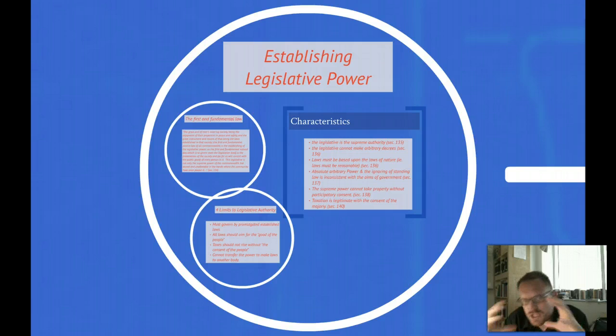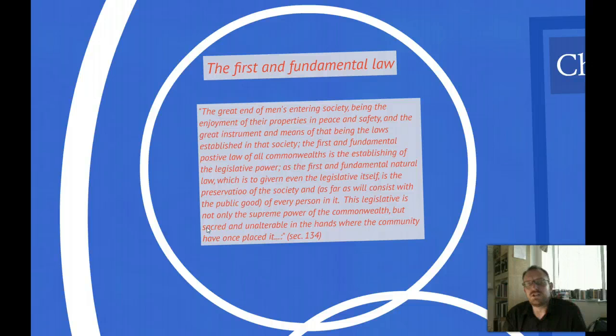Anyway, let's talk now about the establishment of the legislative power for Locke. Now, this I call the first and fundamental law of social contract theory for Locke. And I'll just read you this quotation from section 134 of the book. The great end of men's entering society being the enjoyment of their properties in peace and safety, and the great instrument and means of that being the laws established in that society. By the way, notice here that laws are essentially an instrument, that is, they have instrumental value to establish this final end that we're looking for.